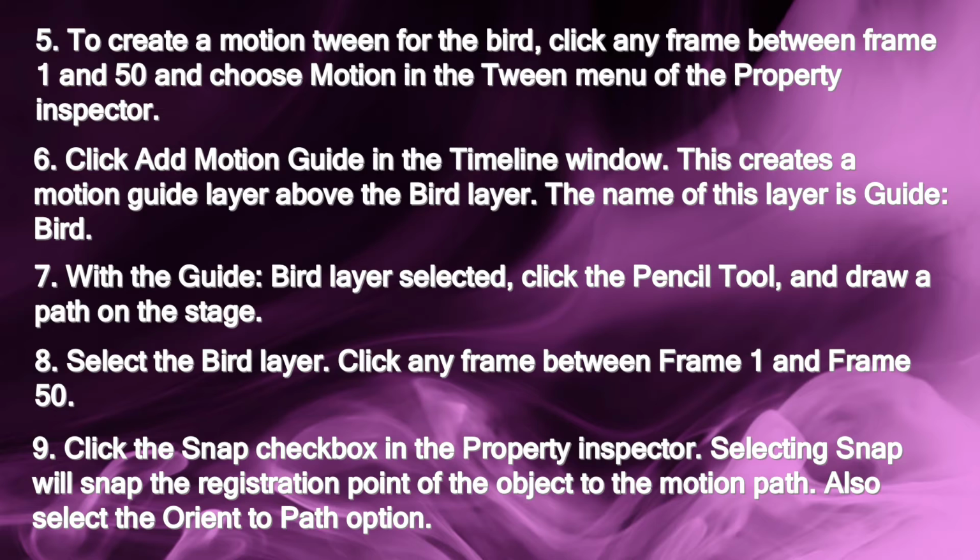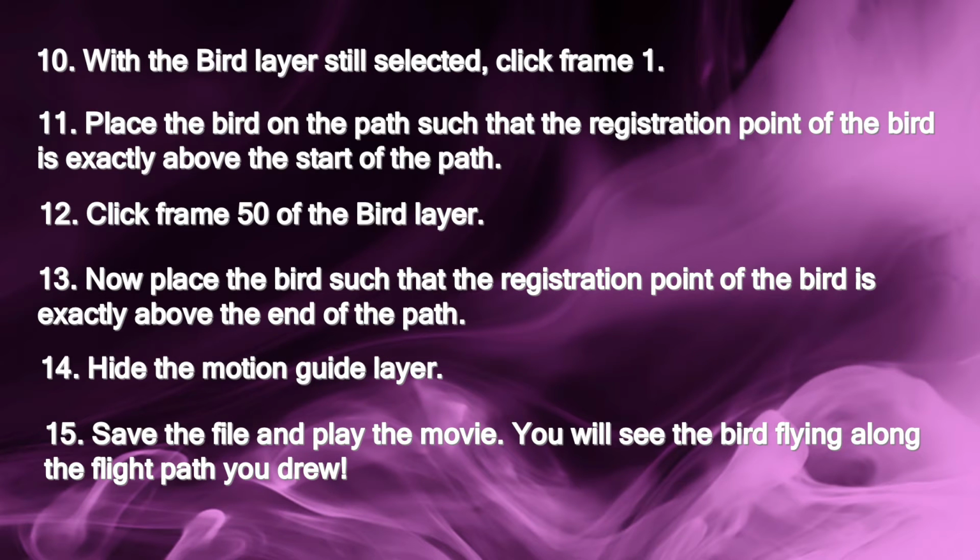Click any frame between frame 1 and frame 50. Click the Snap checkbox in the Property Inspector. Selecting Snap will snap the registration point of the object to the motion path. Also select the Orient to Path option. With the bird layer selected, click frame 1. Place the bird on the path such that the registration point of the bird is exactly above the start of the path.